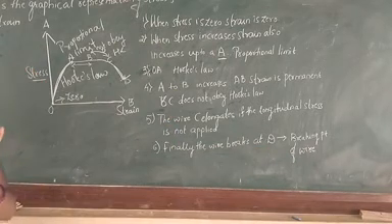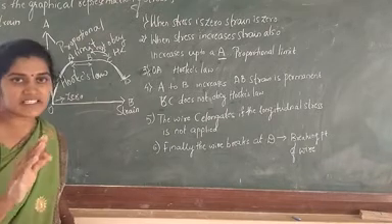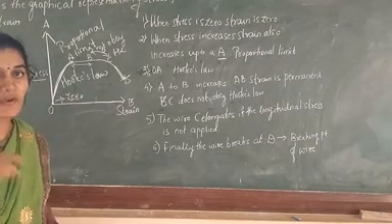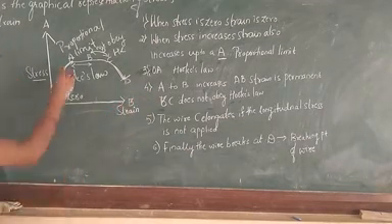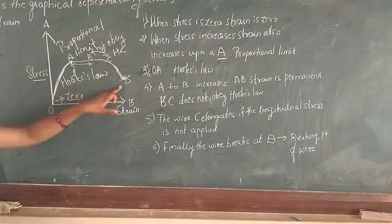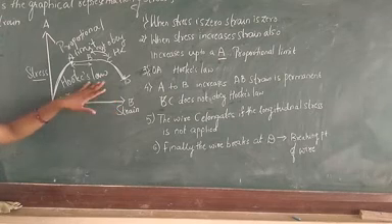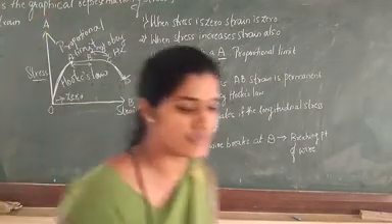Stress strain curve means what? It is the graphical representation of stress versus strain. When stress is 0, strain is also 0. Second, when stress increases, strain also increases, and the point A we call the proportional limit. Next, the last point D we call the breaking point of the wire. These are some important conditions we have to study in the stress strain curve.